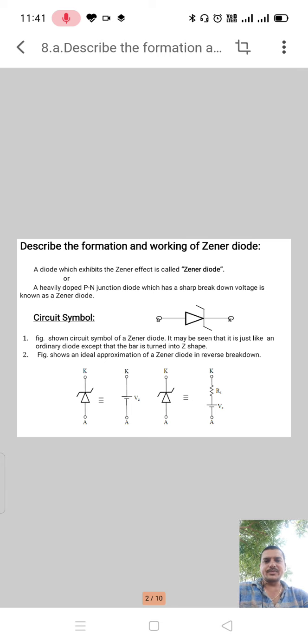Now coming to the circuit symbol. The circuit symbol of Zener diode is shown above. It may be seen that it is just like an ordinary diode, except that the bar is turned into a Z shape.